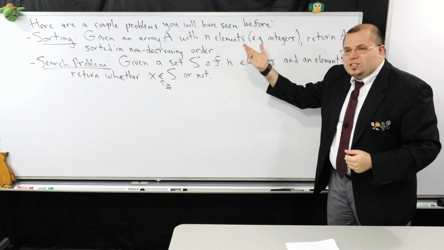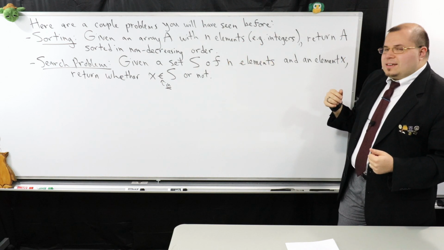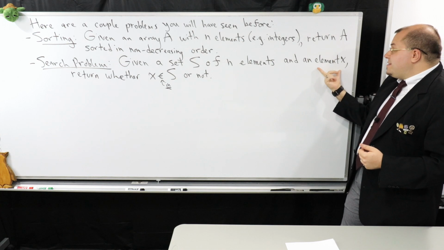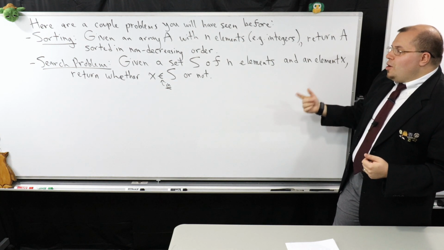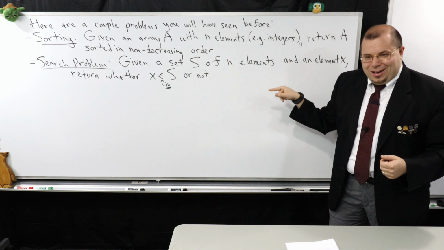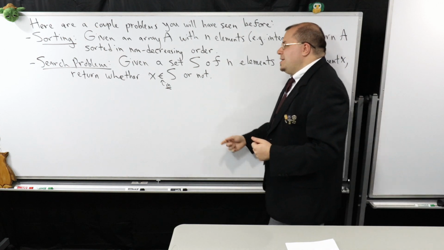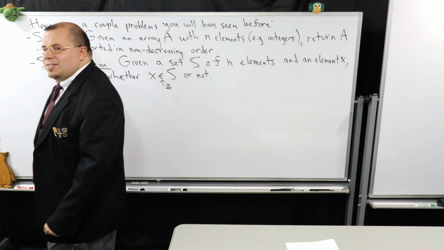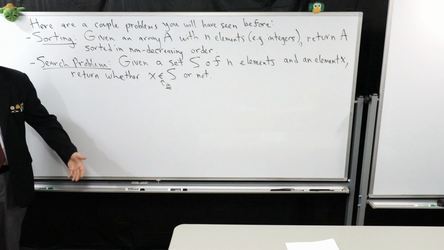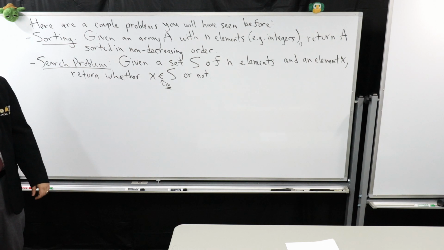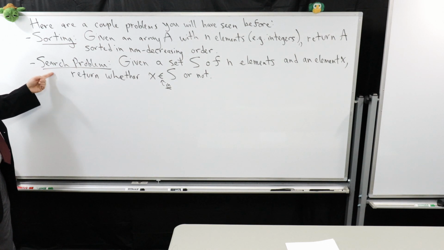So for a search problem, imagine I give you a set S of n elements and some element X. You can think of this as a key. I want to know whether X is in S or not. So you may know algorithms that can solve this problem. Depending on where we get to today, we'll hopefully talk about one. But can somebody think of one that I can use to solve this problem?